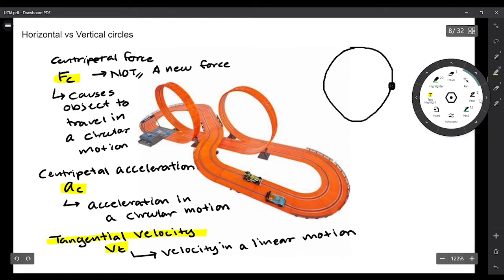My video kind of ran into problems at this point, so this is just a little stick in here.